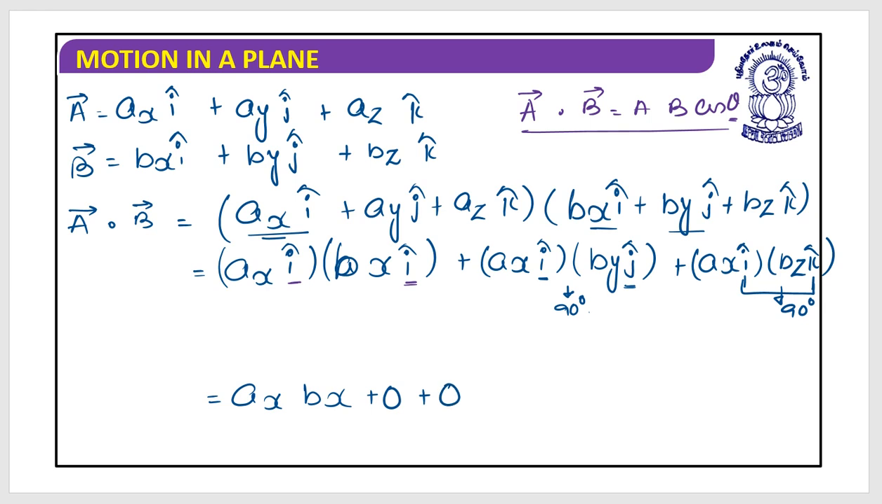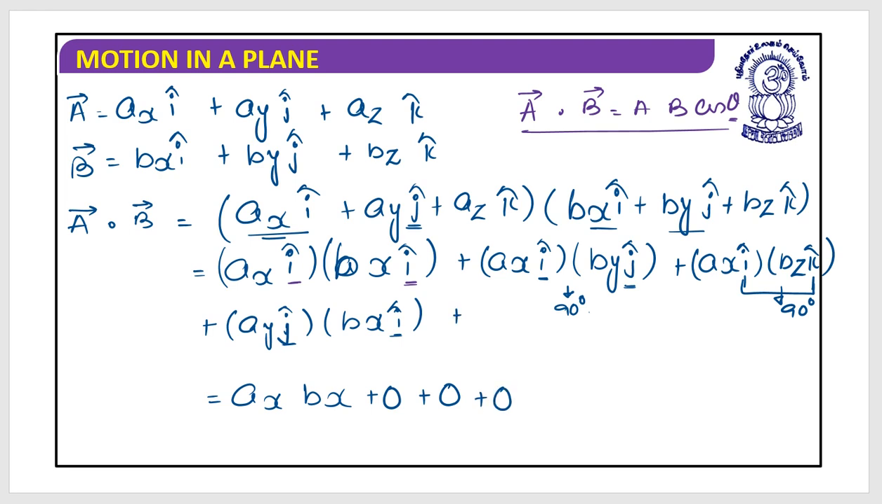Now it's the turn of j cap. It would be AY j cap dot BX i cap. Again this is j cap and this is i cap. So j dot i means the angle is 90 degrees, and that means 0.